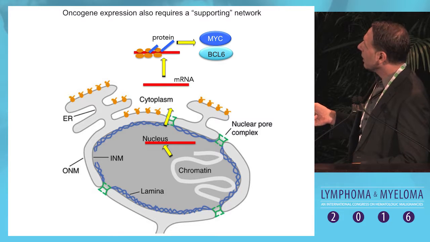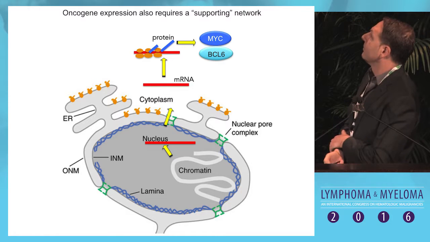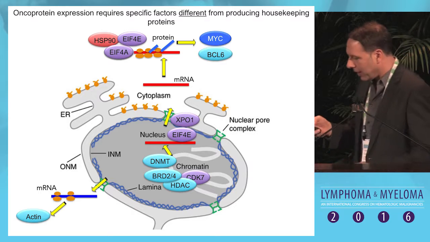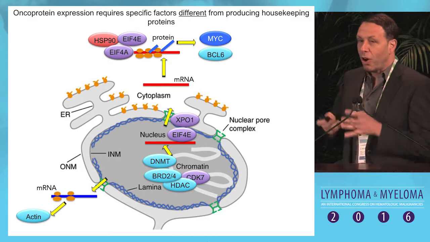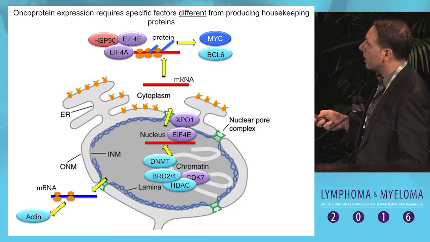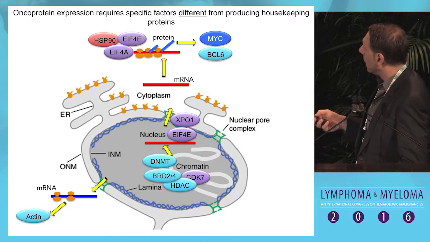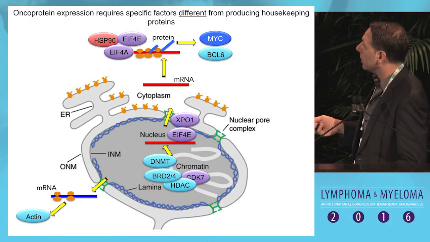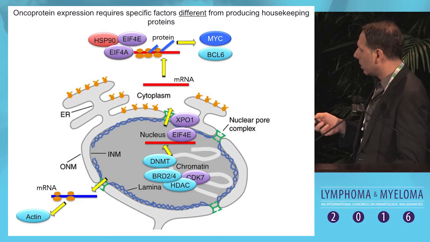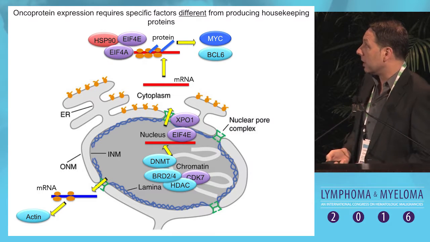So this mechanism to produce oncogenes is different than producing a protein that is not an oncogene, for example, an actin. And this is very good because now we have a totally different mechanism to produce oncogenes that can be potentially targeted independently of the housekeeping proteins. So it's not going to be toxic for other cells that do not need to express oncogenes, like normal cells, right?